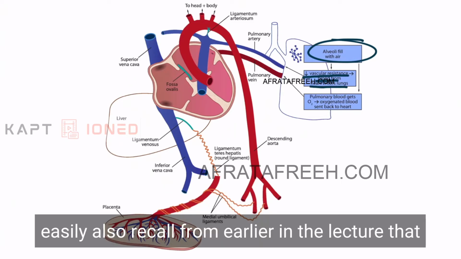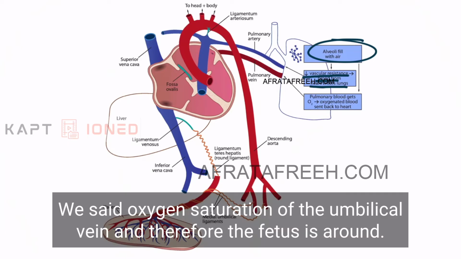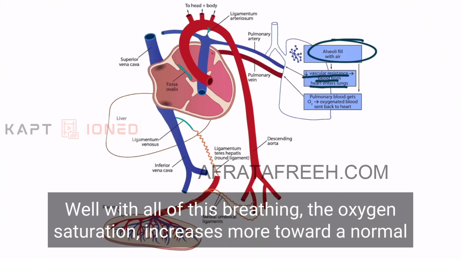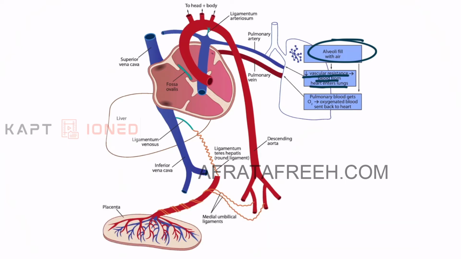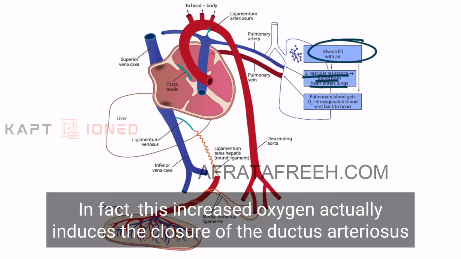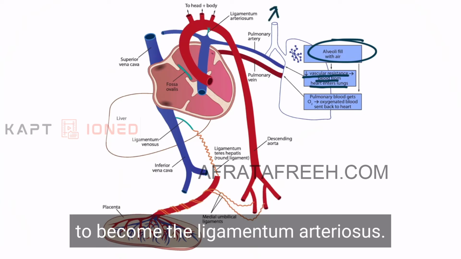Also recall from earlier in the lecture that we said oxygen saturation of the umbilical vein, and therefore the fetus, is around 80%. Well, with all of this breathing, the oxygen saturation increases more toward a normal level. In fact, this increased oxygen induces the closure of the ductus arteriosus to become the ligamentum arteriosum.